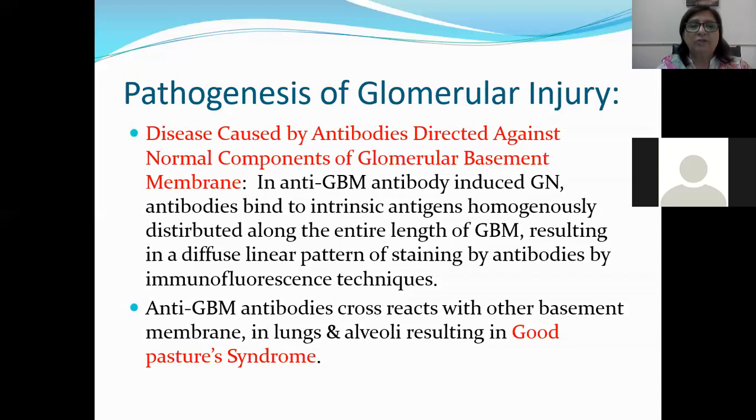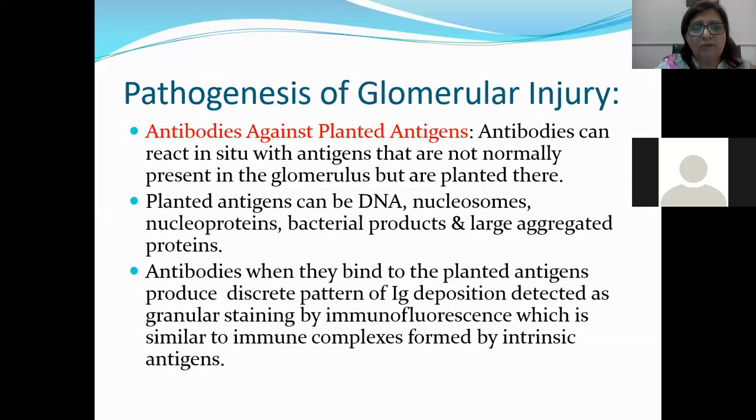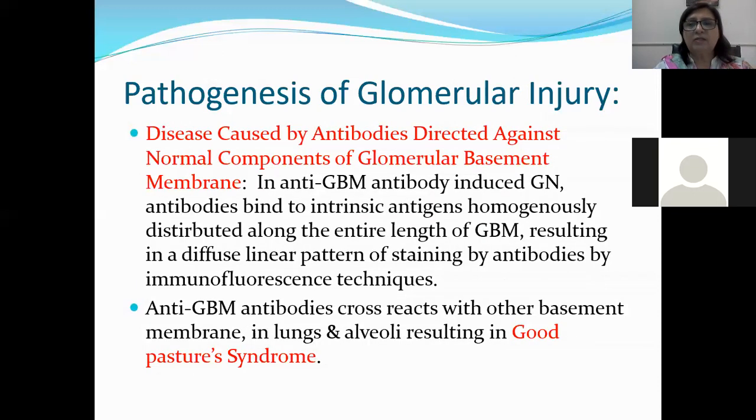immunofluorescence technique. So when the antibodies are planted on the antigens which are of the glomeruli or planted, they will form granular deposit. But when they are against the glomerular basement membrane antigens, then they form a linear deposit all along the glomerular basement membrane by immunofluorescence staining. Anti-glomerular basement membrane antibodies can cross-react with other basement membranes as well, especially in the alveoli.